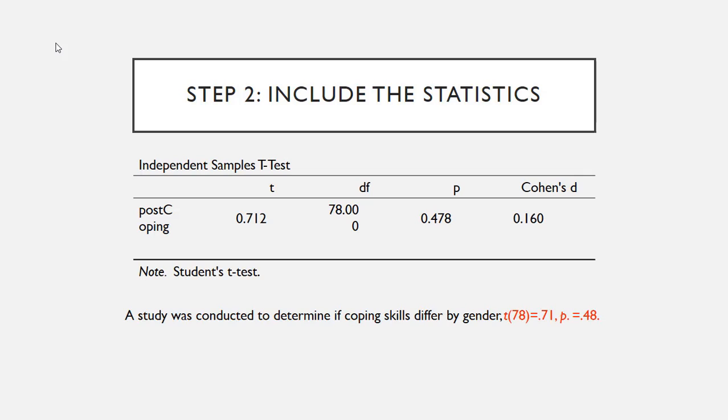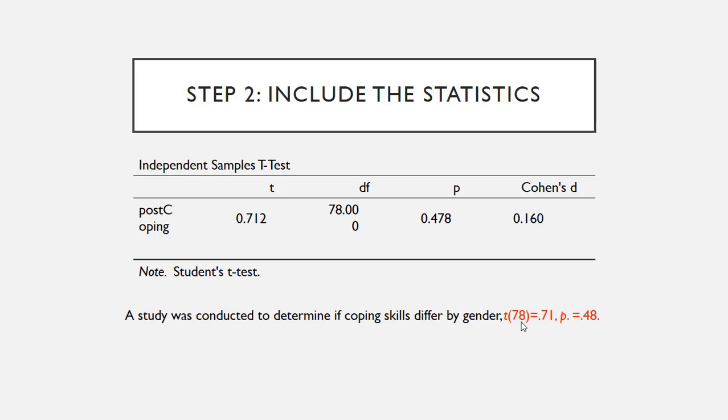For step number 2, you're going to include the statistics. This is the tricky part because there are certain elements that need to be reported in a certain way. So let's look first at the t. We're going to put the lowercase letter t in italics to indicate that this was a t-test that I conducted. And then right after the t, I'm going to put my degrees of freedom. I need to put those degrees of freedom there so that the reader knows approximately how many people were in this study. And so degrees of freedom are listed in parentheses, but not italics.